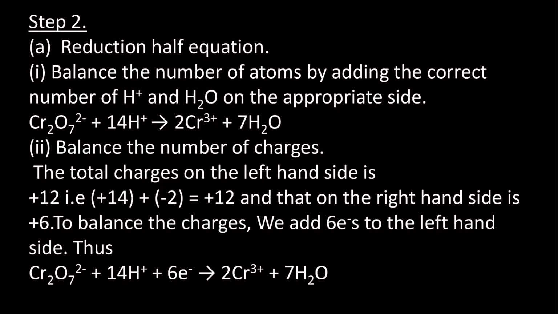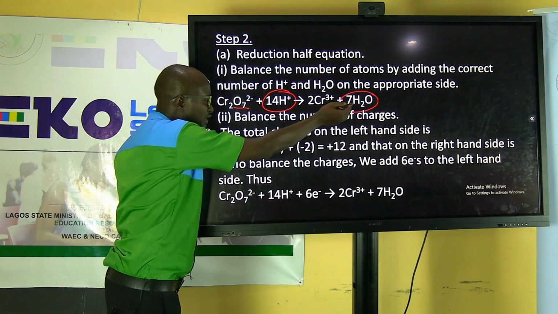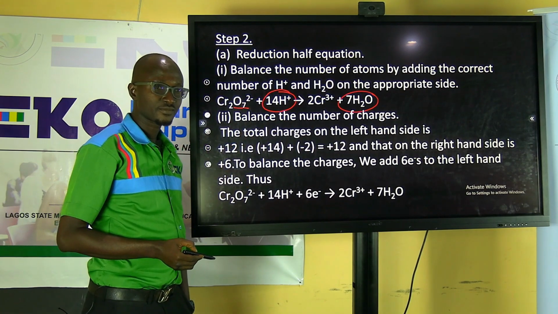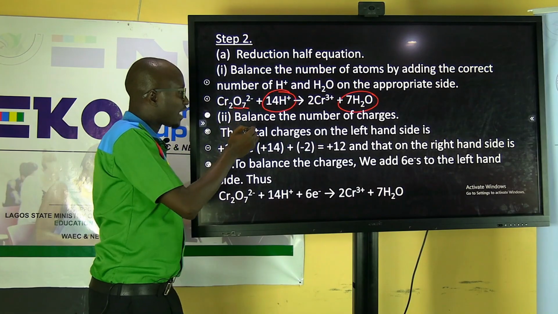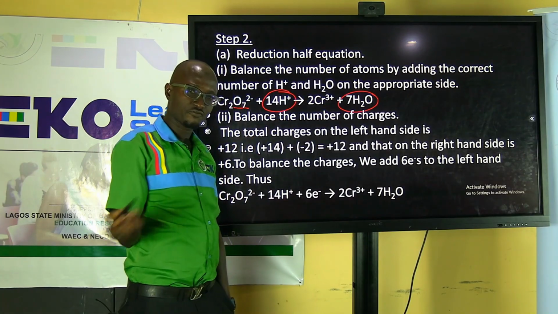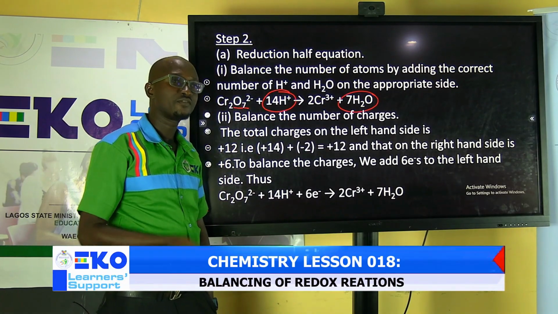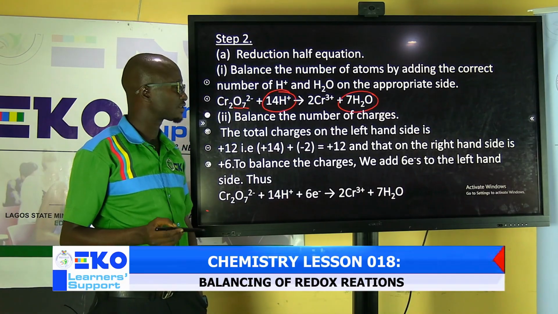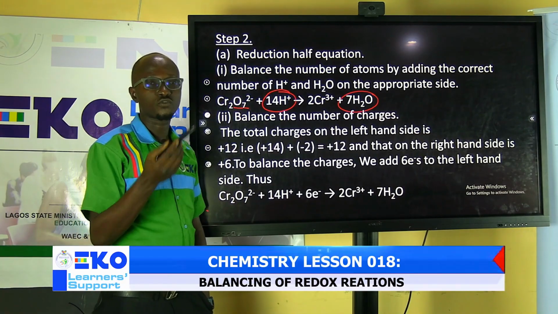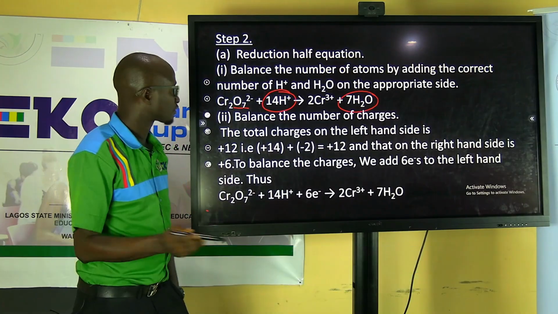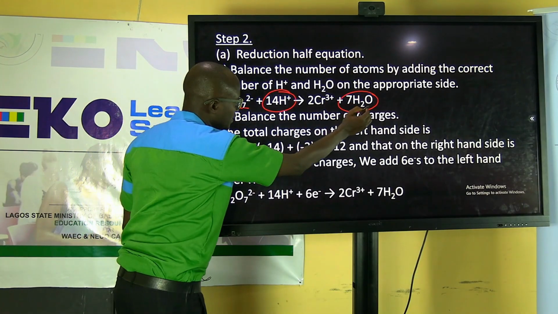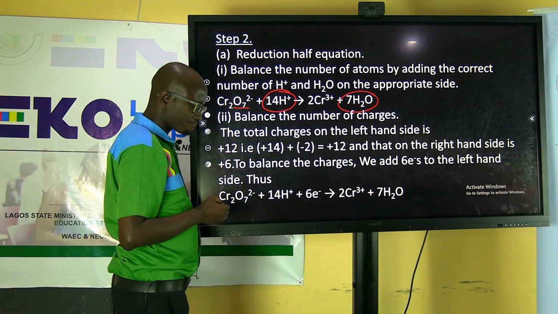If this were to be O4 2-, I wouldn't have put 7. If this were to be 4, how many water molecules will give me 4 atoms of oxygen? Very good, that shows that we are attentive. 4 molecules of water will give me 4 atoms of what? Oxygen. So take notes. There is 7 water here because there is 7 oxygen here.